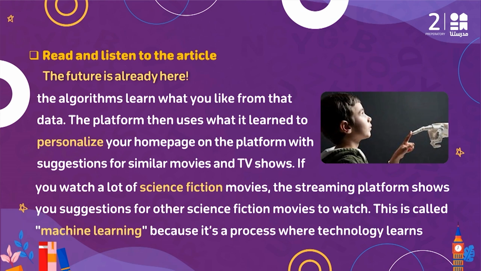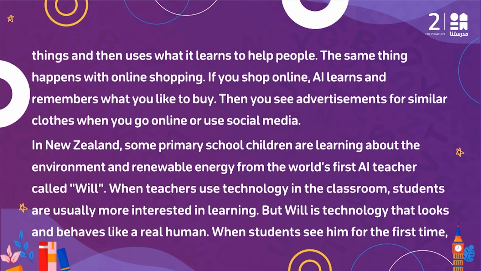The platform then uses what it learned to personalize your homepage on the platform with suggestions for similar movies and TV shows. If you watch a lot of science fiction movies, the streaming platform shows you suggestions for other science fiction movies to watch. This is called machine learning because it's a process where technology learns things and then uses what it learns to help people. The same thing happens with online shopping. If you shop online, AI learns and remembers what you like to buy. Then you see advertisements for similar clothes when you go online or use social media.